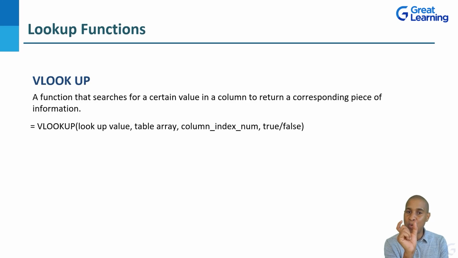We tell it what to look up, which is called our lookup value. Then we tell it where to find this value in a table array. We specify where in that table, column 1, column 2, column 3, with a column index number. And then we use true or false to specify exact match or not.